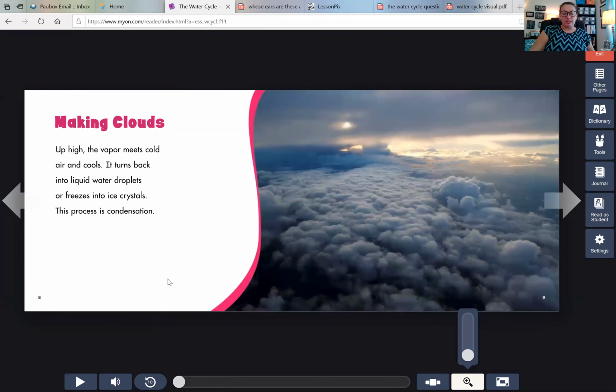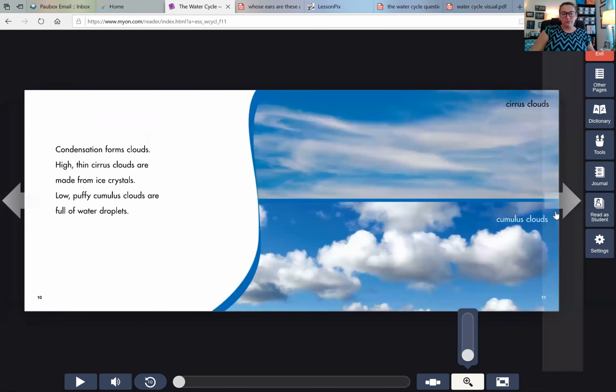That's our first step. Our second step is making clouds. Up high, the vapor meets cold air and it cools. It turns back into liquid water droplets or freezes into ice crystals. This process is called condensation. Okay, so that's what's happening up in the clouds. That's when that gas is changing back into a liquid or into ice. So condensation is what forms clouds.